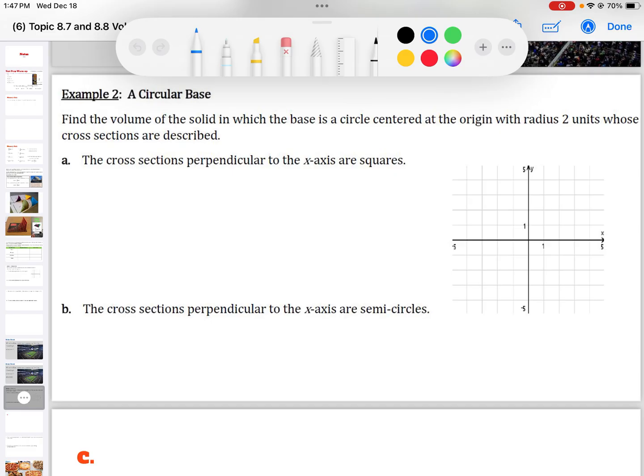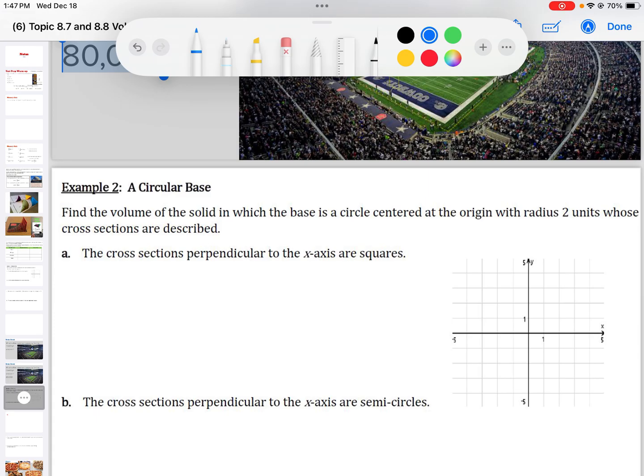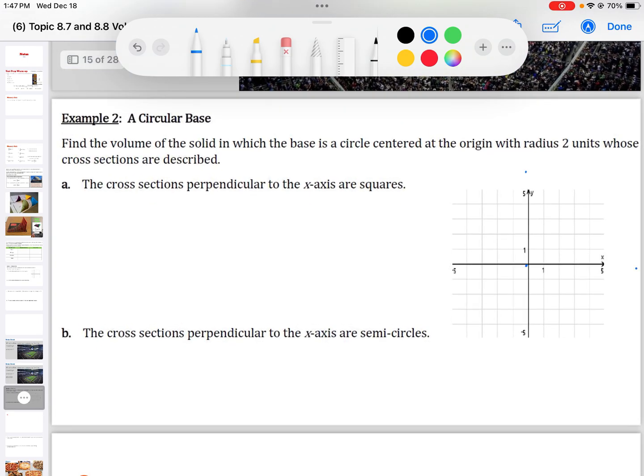We were given f of x was 1 minus x over 2, and g of x was negative 1 plus x over 2. This time we don't have an equation. All they tell us is that we have a circle. Whoa. We have a circle centered at 0, 0, and the radius is 2.